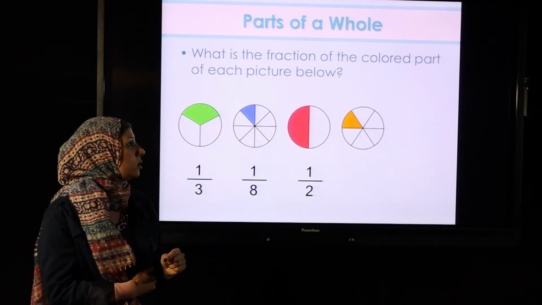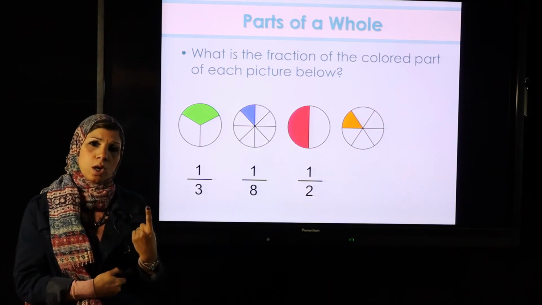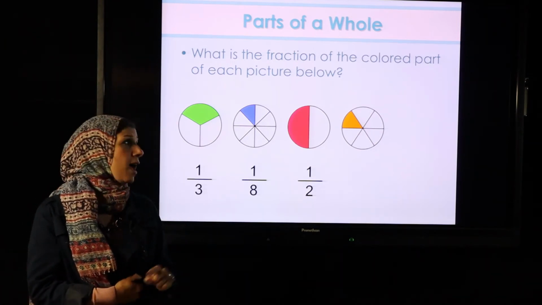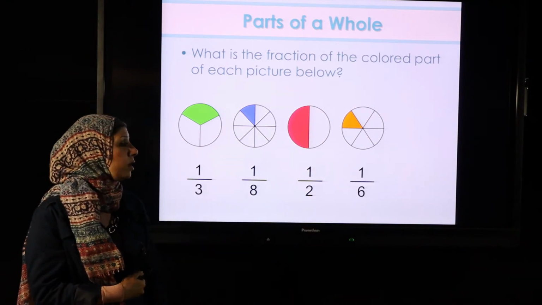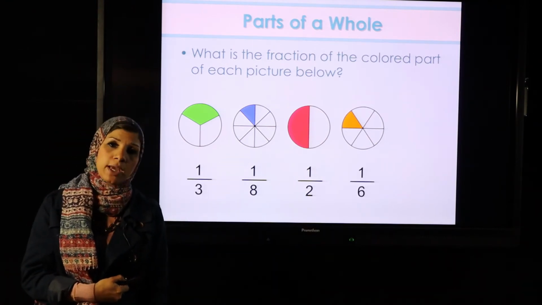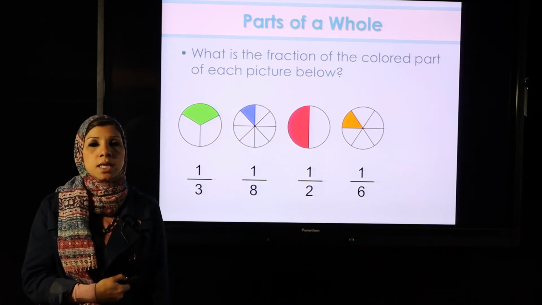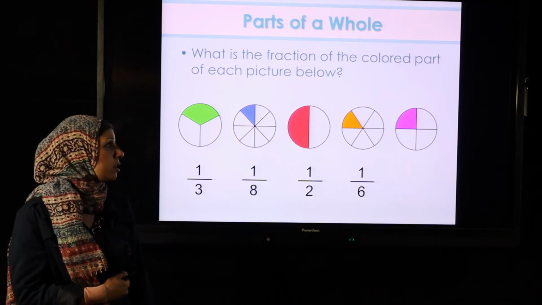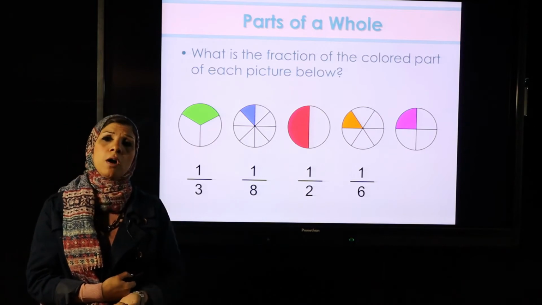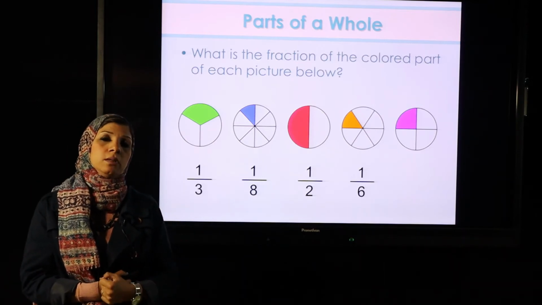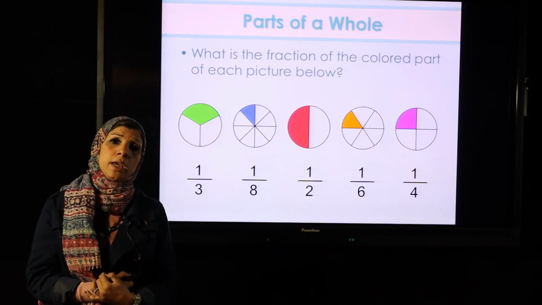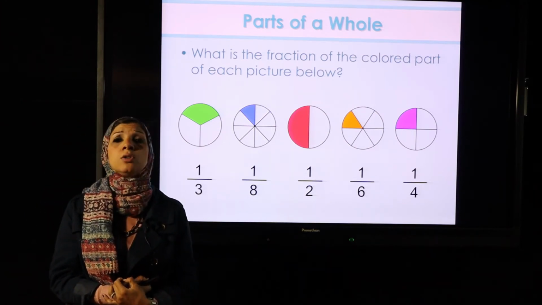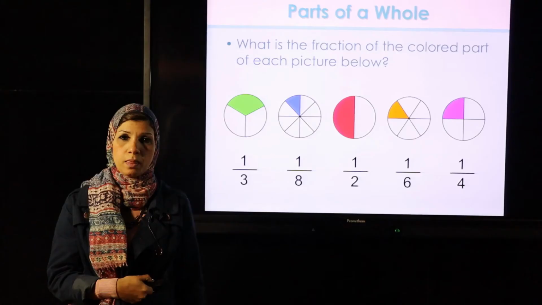In another one, we have just one colored part, 1. And how many parts do we have in all? 1, 2, 3, 4, 5, 6. So it will be 1/6. The last one we have, the colored part, which we write in the numerator, is 1, and all the parts are 4, so we read it as 1/4.